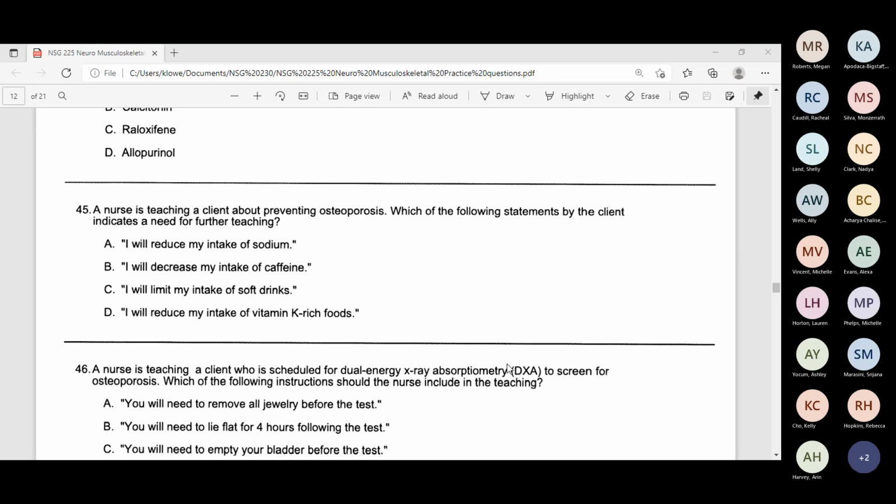A nurse is teaching a client about preventing osteoporosis. Which of the following statements by the client indicate a need for further teaching? So which one is incorrect? D. Yeah, the one that's incorrect would be reducing intake of vitamin K food. We have to have vitamin K for bone health. So we would instruct them to continue their intake of vitamin K rich foods, like green leafy vegetables, to promote bone health.